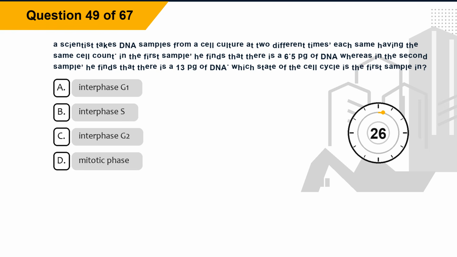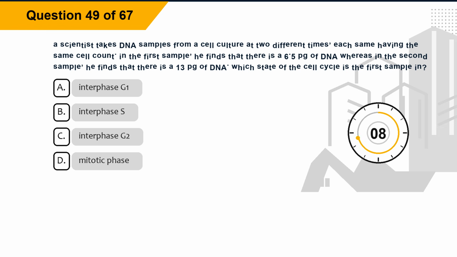Question 49. A scientist takes DNA samples from a cell culture at two different times, each having the same cell count. In the first sample, he finds that there is 6.5 pg of DNA, whereas in the second sample, he finds that there is 13 pg of DNA. Which stage of the cell cycle is the first sample in?